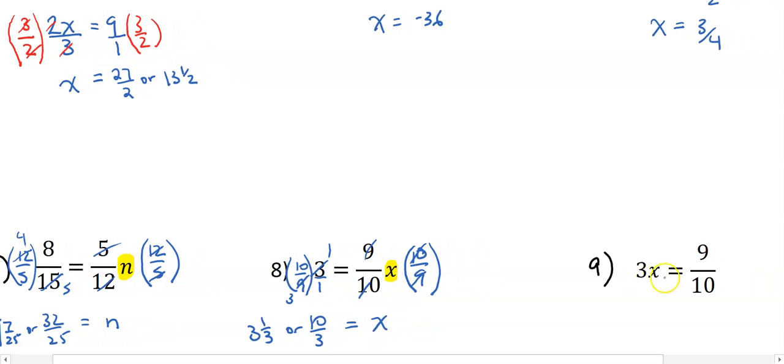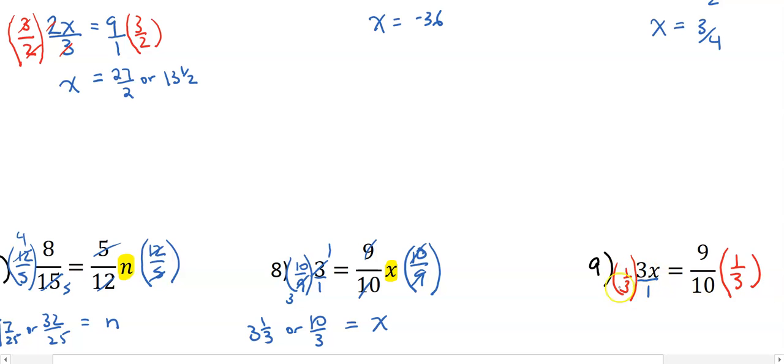What happens if it looked like this? I know the opposite of multiplying by 3 is dividing by 3, but how do you go 9 over 10 divided by 3? Kind of gets messy. So what would I do with something like this? Well, I can just use my reciprocal thing again. The only difference is my reciprocal of 3 over 1 is 1 over 3. So if this is a fraction over here, instead of dividing by 3, we all know that dividing by 3 is the same as multiplying by its reciprocal. So I can multiply by its reciprocal. Whatever I do to one side, I do to the other.